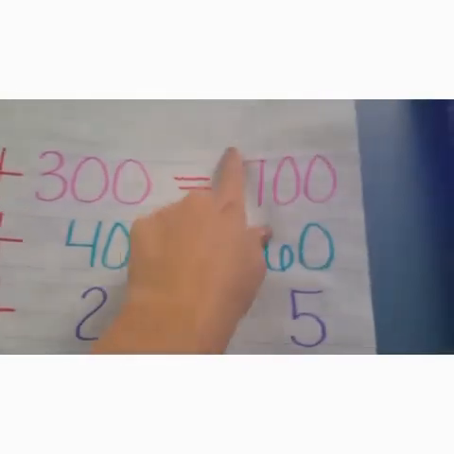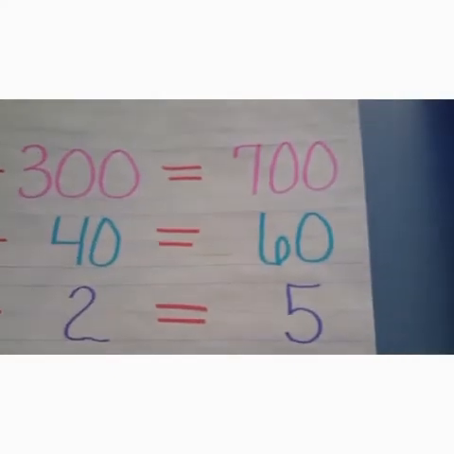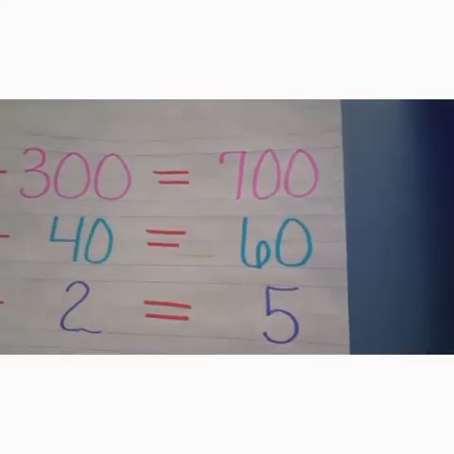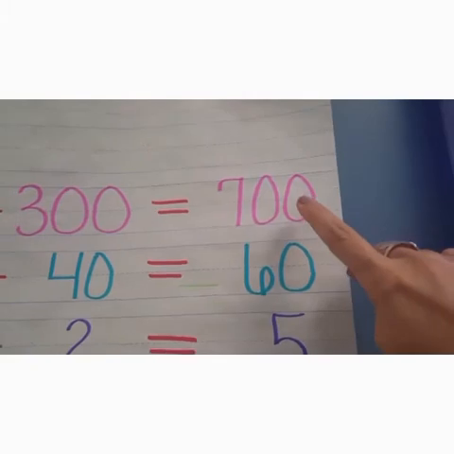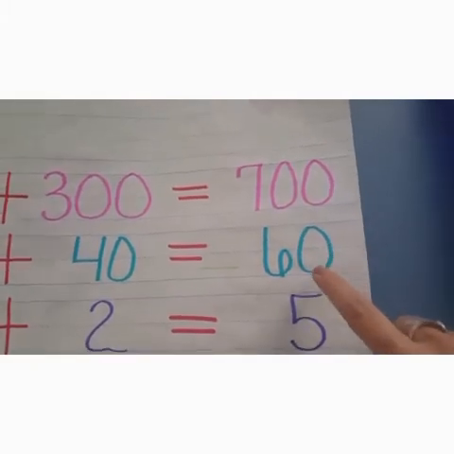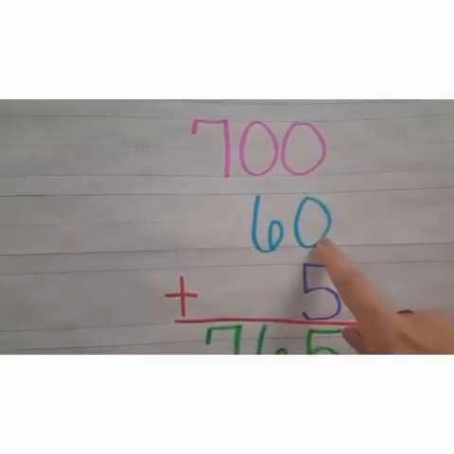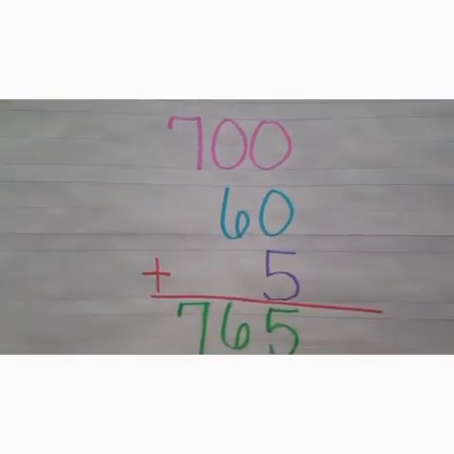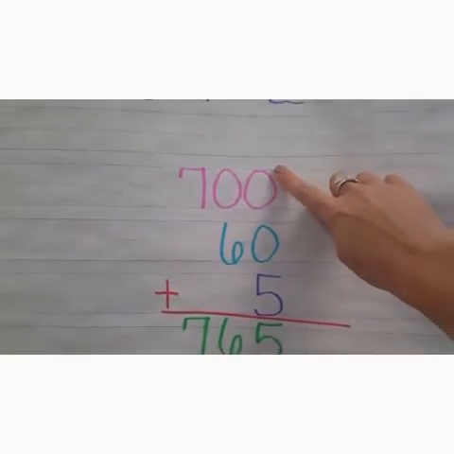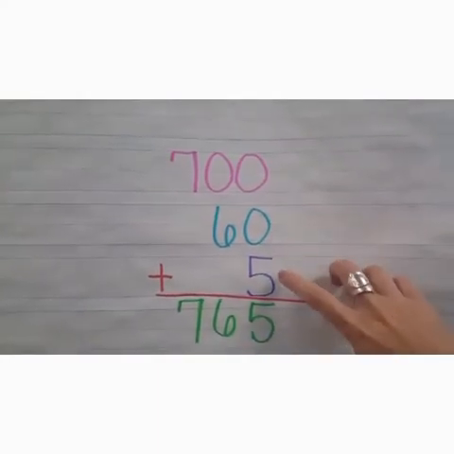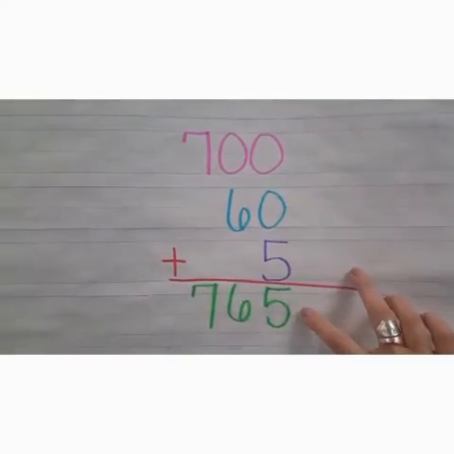So now I have all of these numbers. These are friendly numbers. These are easy to add. So now I'm going to take all 3 of these numbers. So I take 700, 60, and 5. I bring them down here, 700, 60, and 5. I add them together. 0 plus 0 plus 5 equals 5.